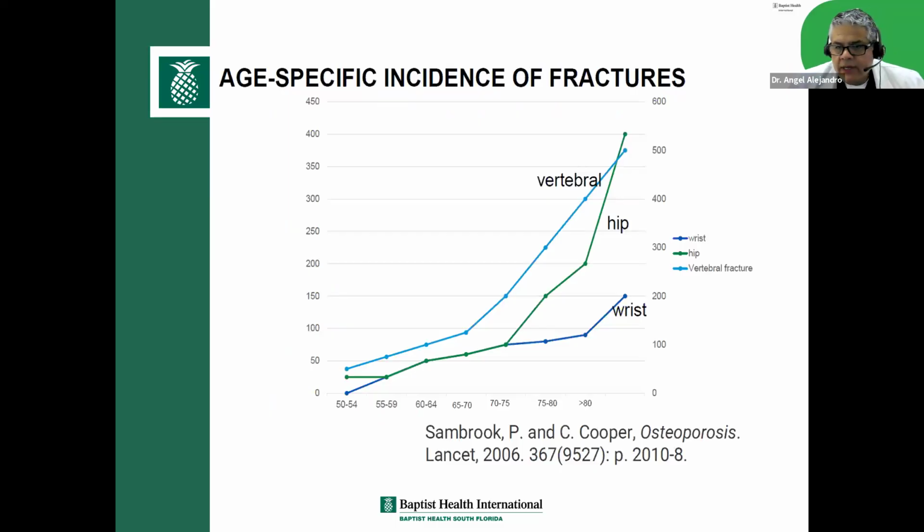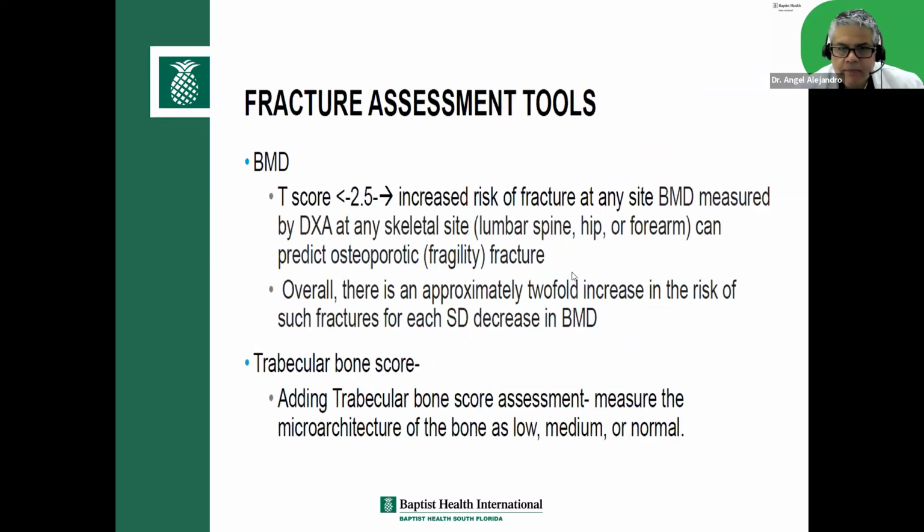This was that slide I was talking to you about, age and risk of fractures. On the left, you have the age-specific incidence of fractures, and on the bottom right, you have age. As you see, as we age, our risk of fractures increases, both vertebral, hip, and wrist fractures as well. So age is clearly a risk factor for osteoporosis.